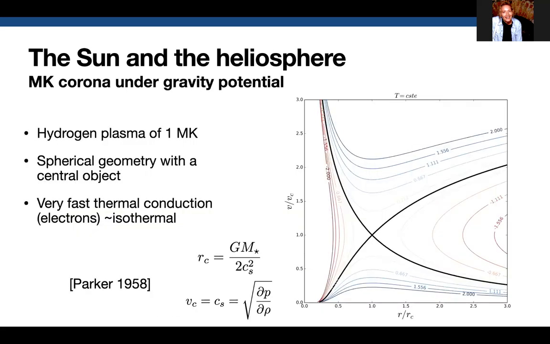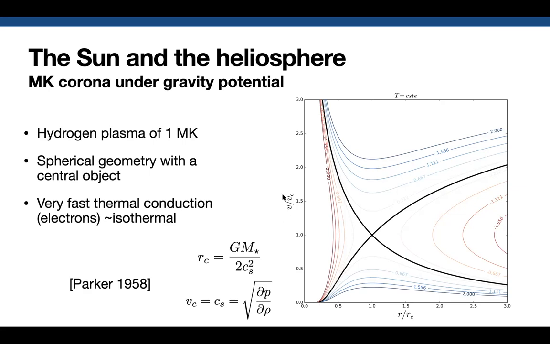As a consequence of this hot corona, we have the solar wind. The very simple idea behind the solar wind is essentially a very fast conducting plasma, spherical geometry, and a central object with gravity. When you add all these ingredients together, what you get is this very famous Parker diagram, where you have the solar wind solution that goes from subsonic to transonic solutions.